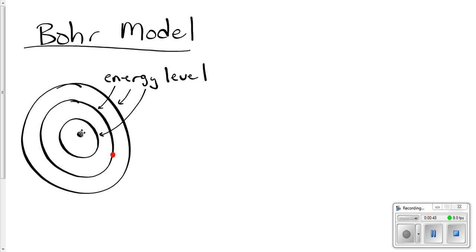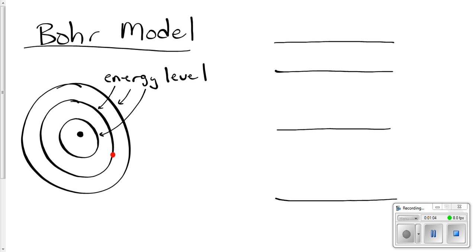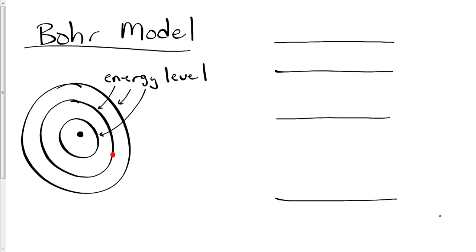Now, in physics, we're going to look at it a little bit differently because we don't care about the fact that it's rings around the nucleus, not right now anyway. So we're going to look at it from kind of like a stepladder type of point of view. So a Bohr model of an atom would have several different energy levels.